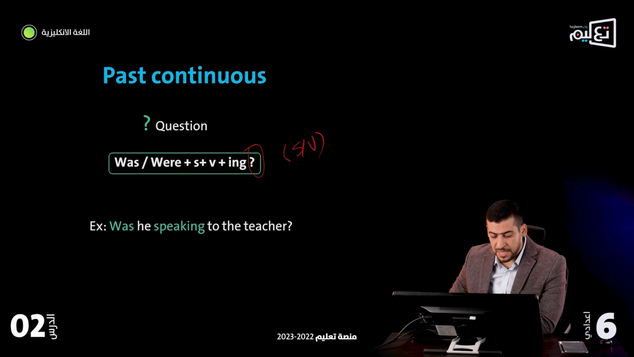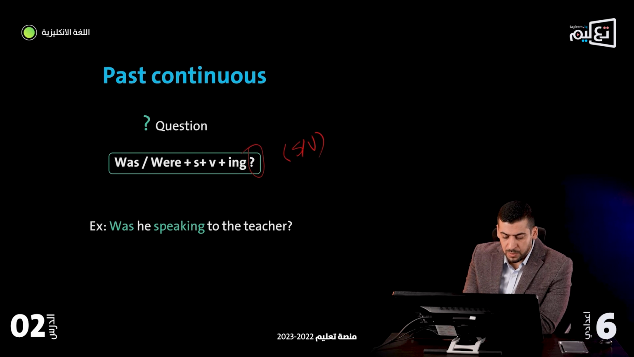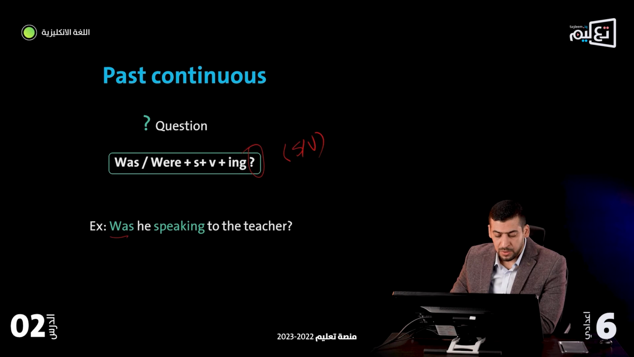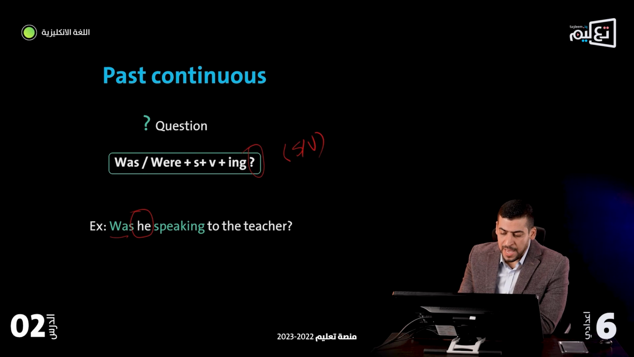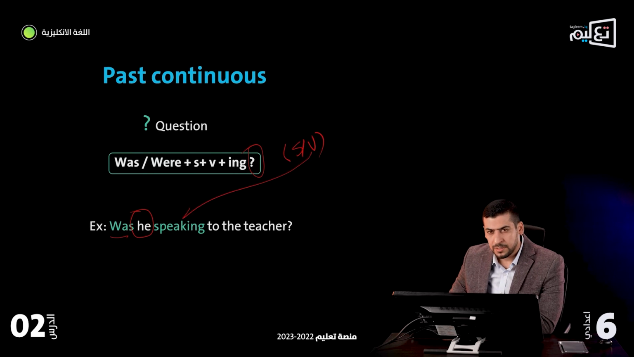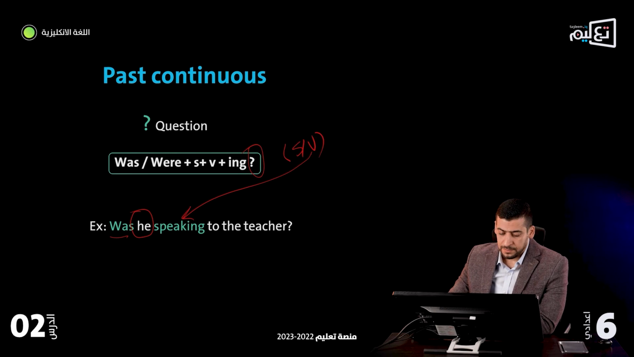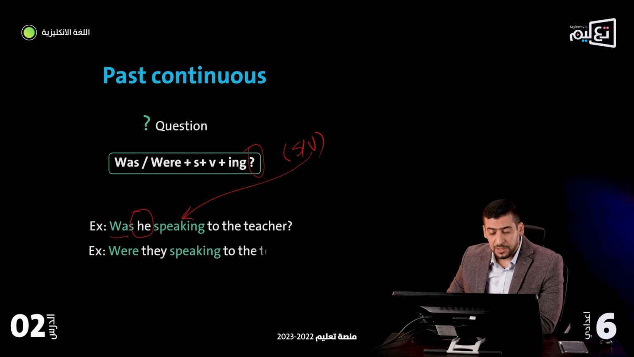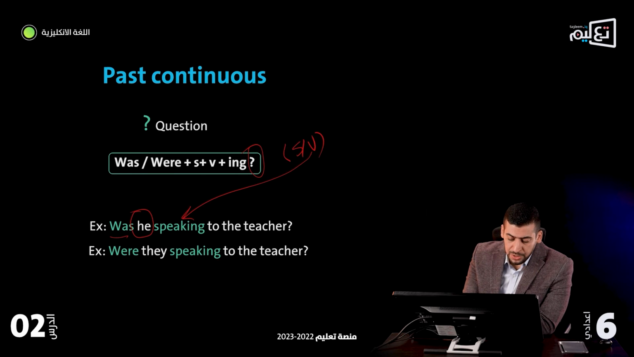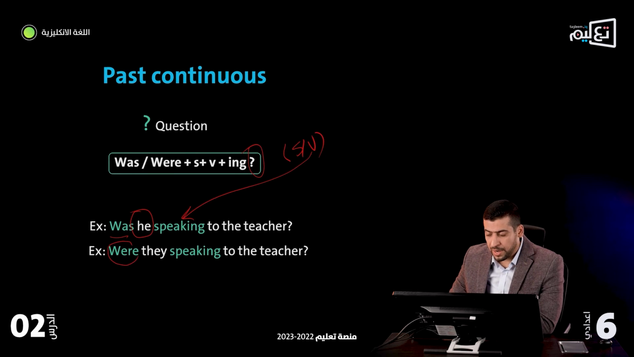Was he speaking to the teacher? You can see here we have a question form starting with was. We chose was because the subject here is a singular subject. Then the V you have in the brackets, you can add ing to it and get it into the sentence. Was he speaking to the teacher? Were they speaking to the teacher? All we do is just change the subject, so we change to were instead of was. Plural subject, they took were.